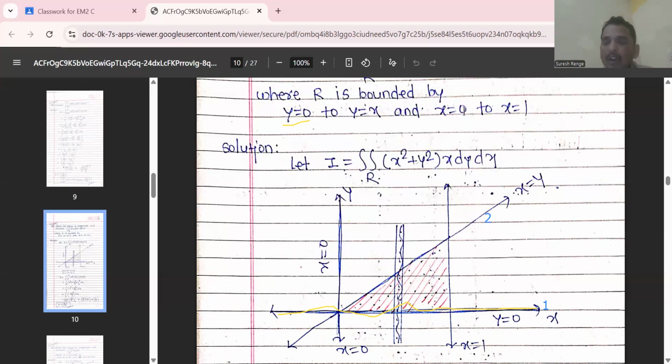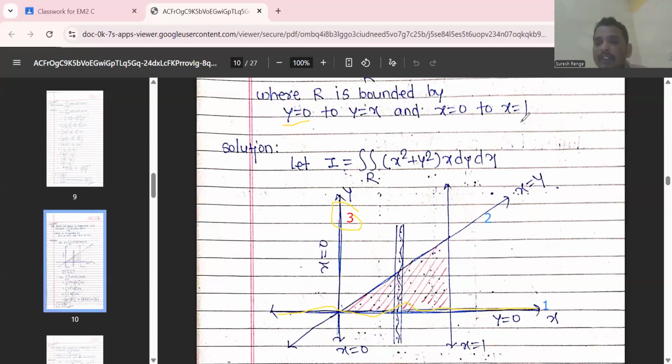Now go towards x. What is the limit for x? The lower limit of x is equal to 0 and the upper limit for x is equal to 1. Therefore, x is equal to 0 is nothing but the y-axis. X is equal to 0 is the y-axis, available here. This is the lower limit for x.